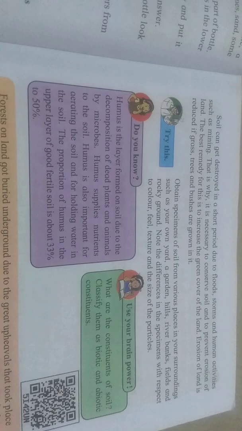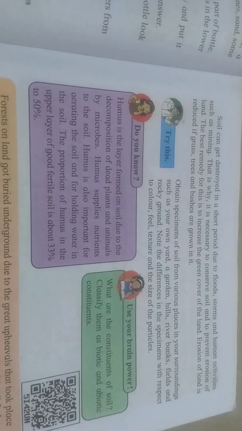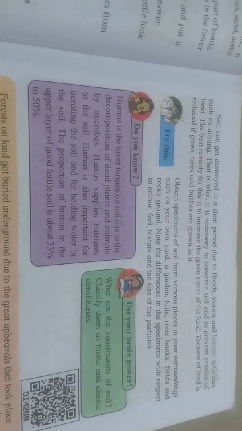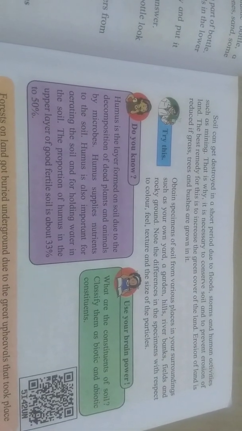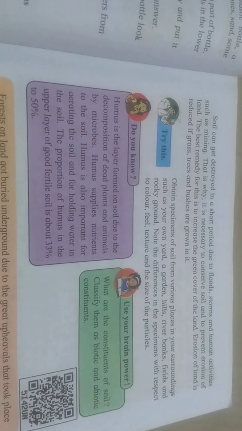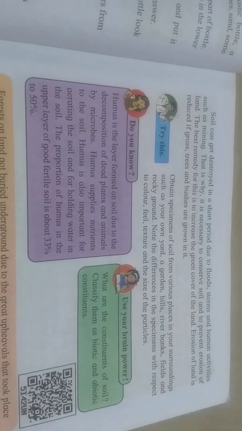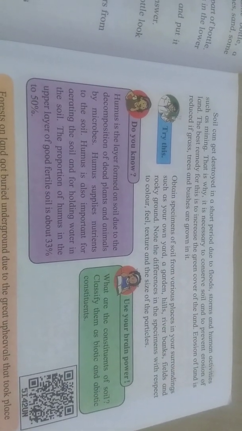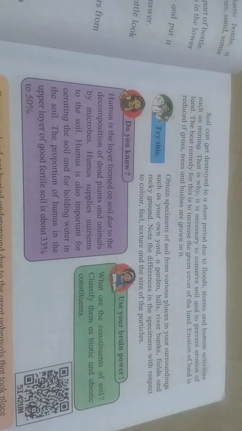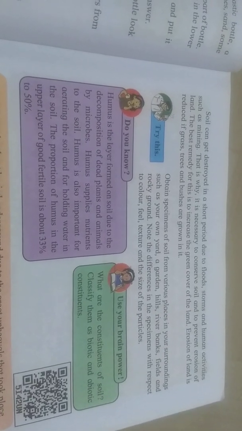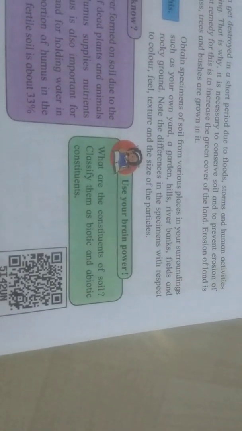Humus is also important for aerating the soil and for holding water in the soil. The proportion of humus in the upper layer of good fertile soil is about 33% to 50%. If the percentage of humus in the soil is about 33% to 50%, then the soil is good fertile soil.